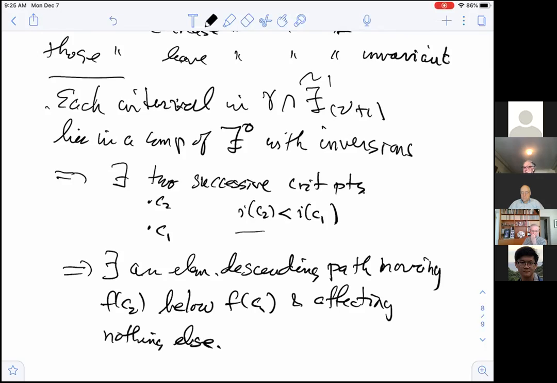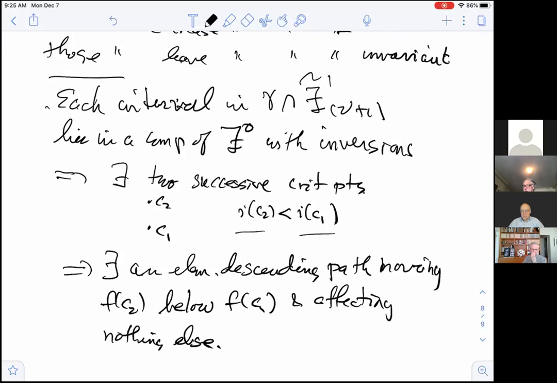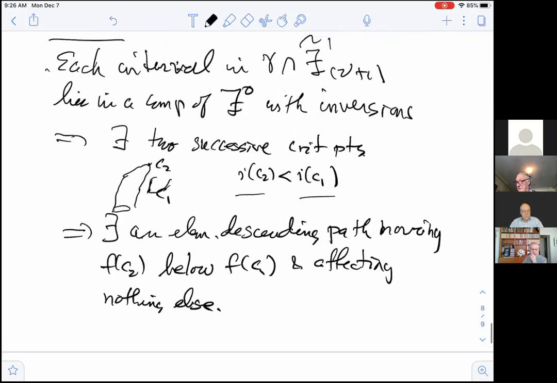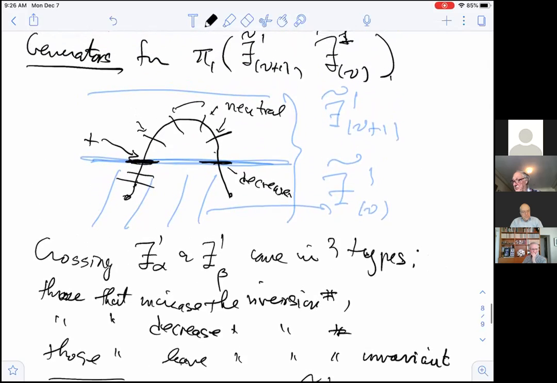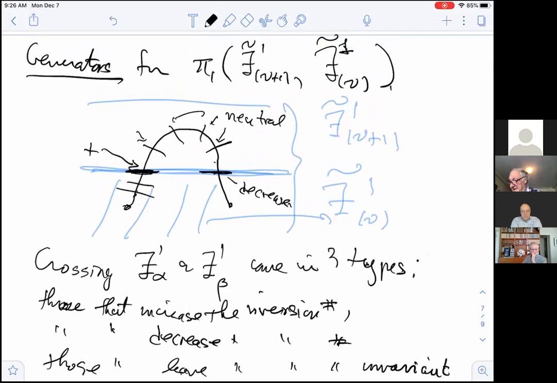But under these index conditions, general position tells you that there is a descending disk of C1 that misses the ascending disk for C2 and therefore descends below the critical level for C2, since there are no other critical levels in between. And once I have a descending disk from C2 passing below C1, I can construct a descending path. Okay, so for each of these regions, there is a descending path.